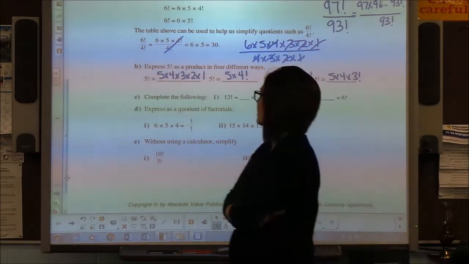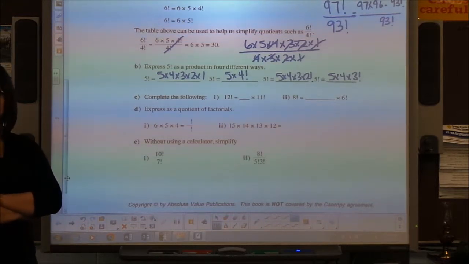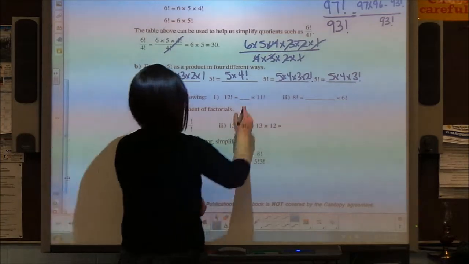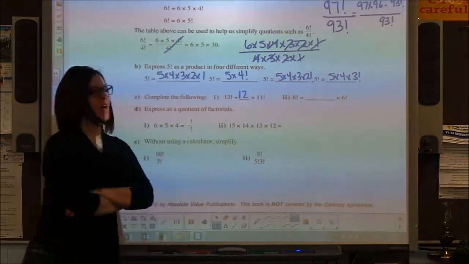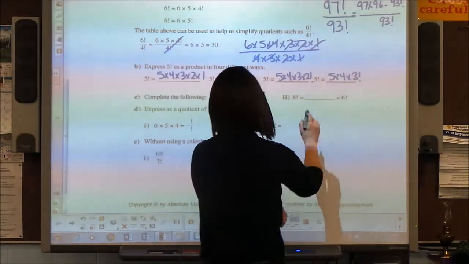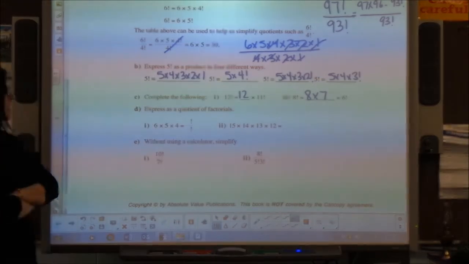Good. Okay, so if I complete the following. 12 factorial is equal to what times 11 factorial? 12. Okay. 8 factorial equals what times 6 factorial? 8 times 7. Good. Okay, so now let's go backwards.